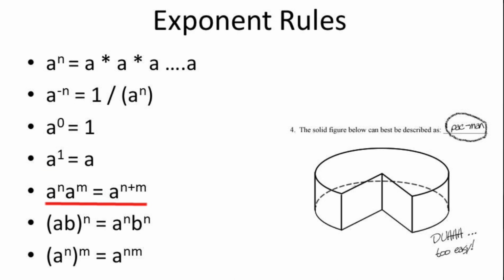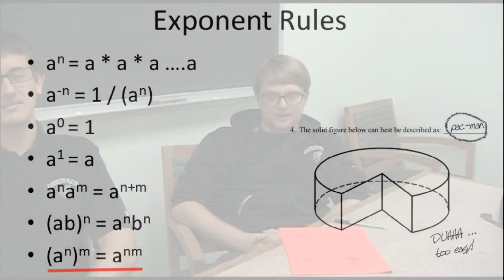A to the n times a to the m, you add the exponents, so it's a to the quantity n plus m. You have the quantity a times b to the n. It's a distributive property, so you distribute and it's a to the n times b to the n. And lastly, you have the quantity a to the n, to the power of m, and it's multiplication, so it becomes a to the n times m. And then we'll move on to a few examples.